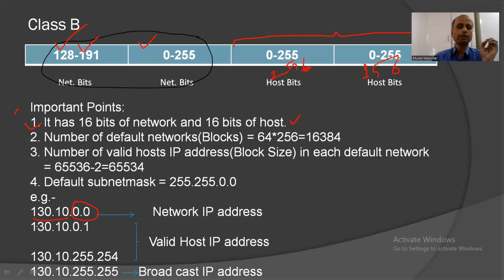So the first IP address will be the network IP address and the last IP will be the broadcast IP address, and 130.10.0.1 to 130.10.255.254 will be the valid host IP range. Means you can configure these IP addresses at different nodes in a network.